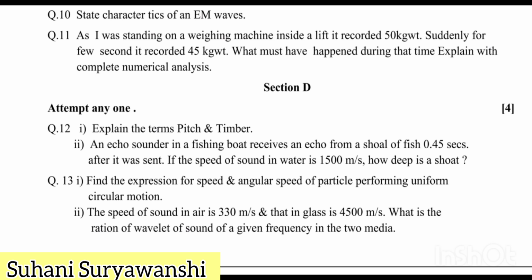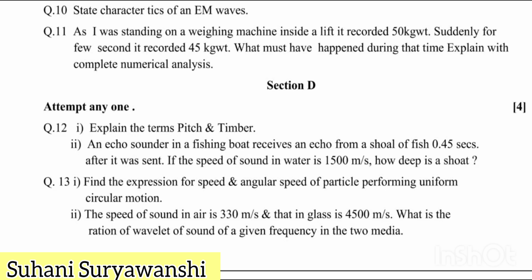Okay. So in question number 12, first one is explain terms pitch and timbre. So here 2 marks will be given to the first question, 1 for timbre and 1 for pitch. And next 2 marks will be given to this numerical question. So an echo sounder in a fishing boat receives an echo from a shoal of fish 0.45 second after it was sent. So if the speed of sound in water is 1500 meter per second, how deep is the shoal? Whatever. Yeah, so if there are some printing mistakes, please ignore them and try to solve the question.